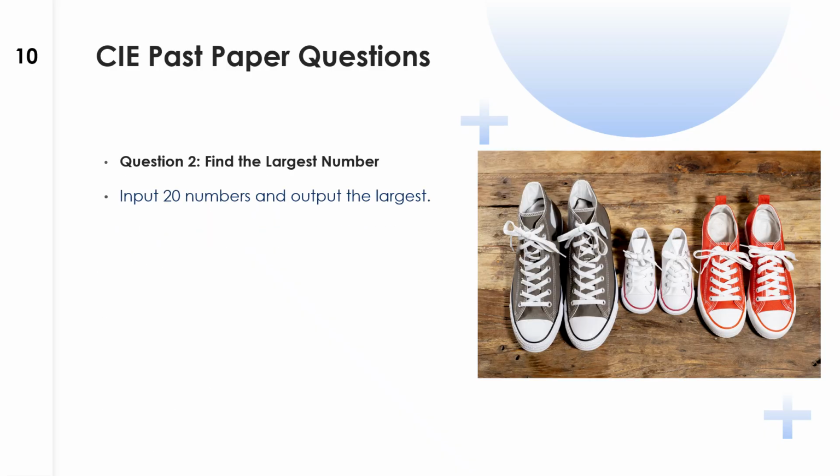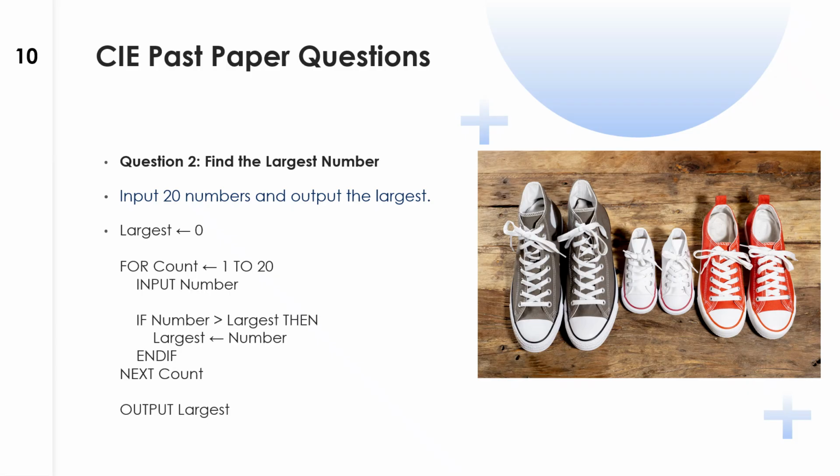Question number 2 involves taking 20 numbers as input and finding out the largest among all those numbers. Again, we know that we have to take 20 numbers as input, so we are going to use a for loop. Starting off, the largest is taken as a variable which is initially assigned the value 0, which is the least positive value that you can expect. Then for count 1 to 20, input number. This will enable the loop to take in 20 numbers as input.